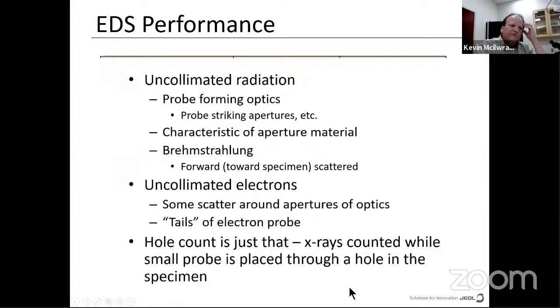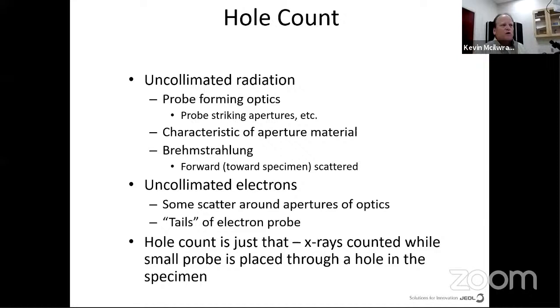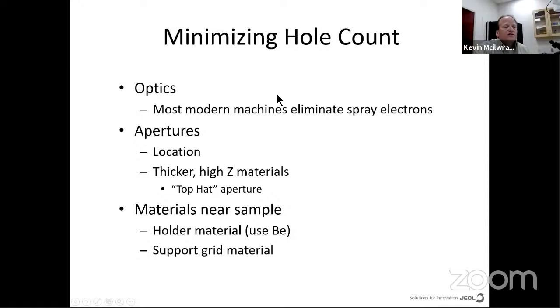So when you look at your EDS system, you want to say, if I put my beam in a hole, how many counts do I get? I shouldn't get really any counts. So we do what's called a hole count. We want to see if there are any uncollimated electrons. The optics are very good on modern instruments at minimizing these hole counts.